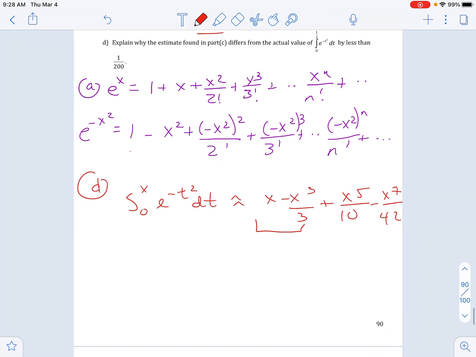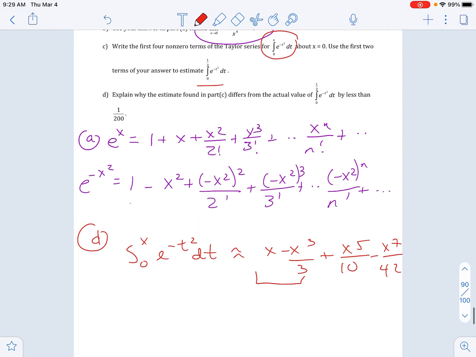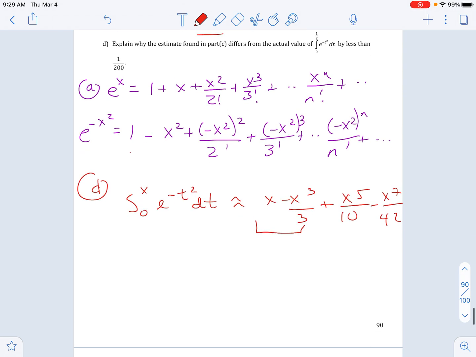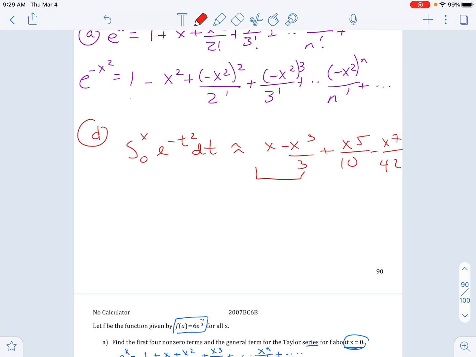We want the error bound. Notice that this is an alternating series. So for an alternating series, the error just comes from the next term that we don't use, so this is it. It's just x to the 5th over 10. That's your error. It's the next term that we're not using. And what number are we plugging in for x? The number we plugged in was 1/2. So it's 1/2 to the 5th divided by 10, which is 1 over 320. And you could check for yourself, it is less than 1 over 200.